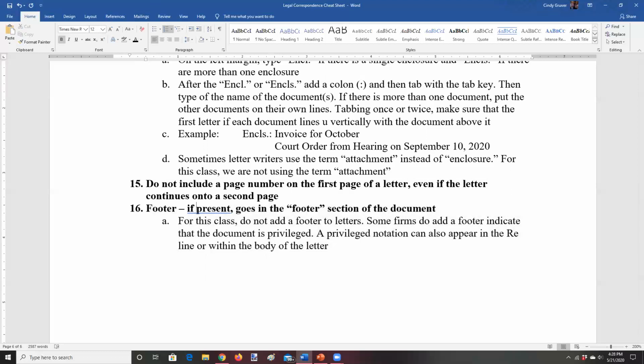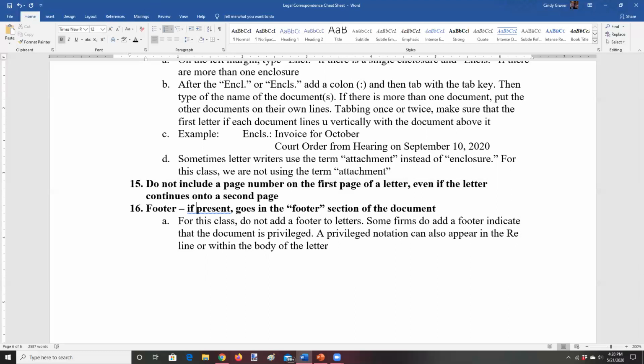We aren't going to use footers in our letters. We're going to use footers very commonly in our court filings. In fact, I think all of our court filings have footers. So for this class, don't have a footer on your letters.